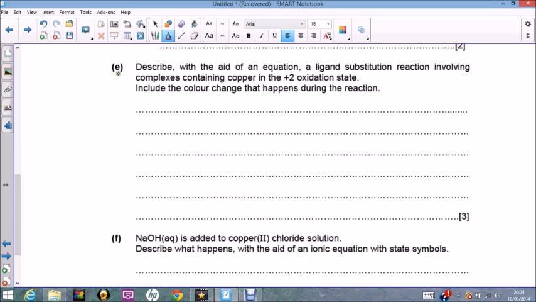In part E, we're talking about ligand substitution reactions. So it says involving a complex containing copper in the +2 oxidation state. So the easiest one to pick is copper hexaaqua or hexaaqua copper. So if we identify the correct complex, we'll get 1 mark for the identification of this complex.